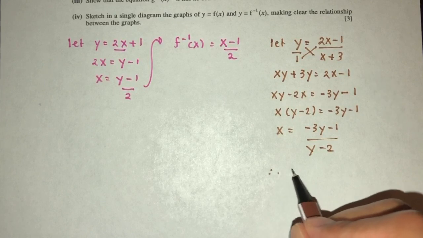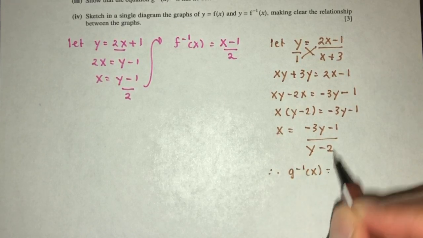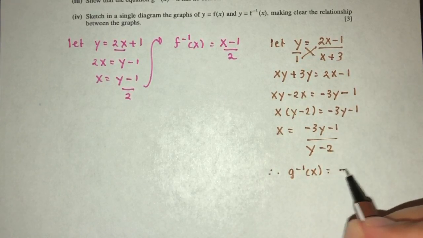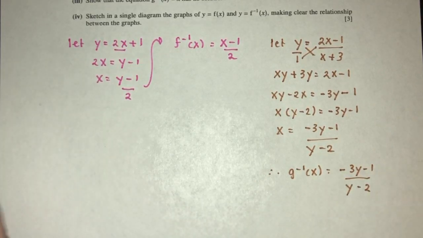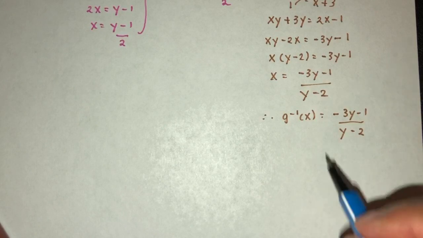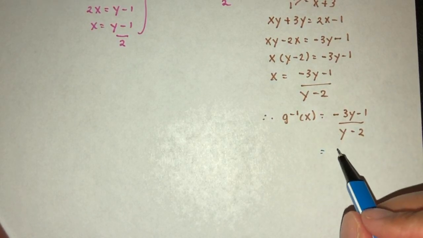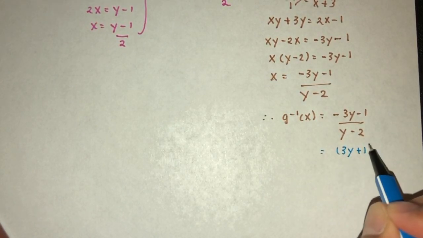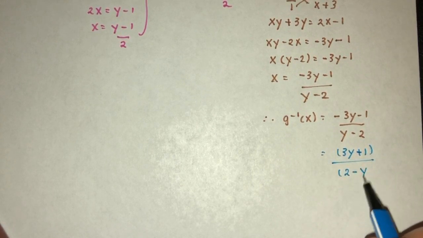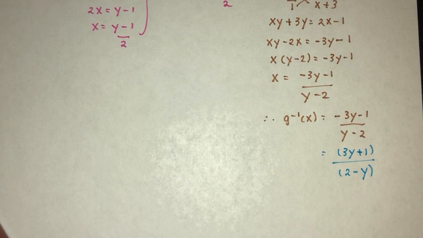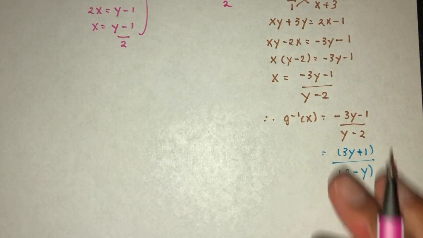So g inverse in terms of x, we can write this the same way. There's no problem with that, right? Or you can also simplify this as well, because you want to take out the minus outside. That will become 3y plus 1, because here we have minus. If we bring it below, it will become 2 minus y. Same thing. Okay, both are the same thing. That will be part 2 of the question.